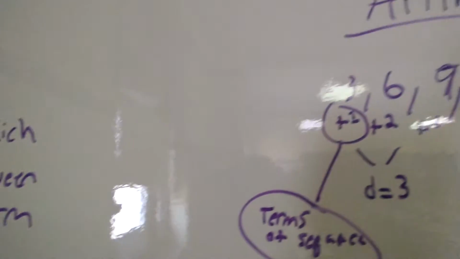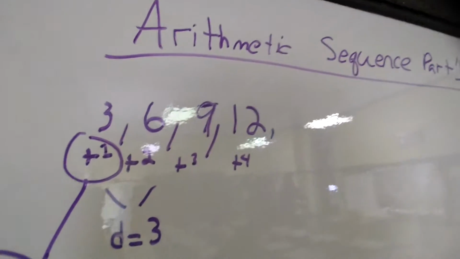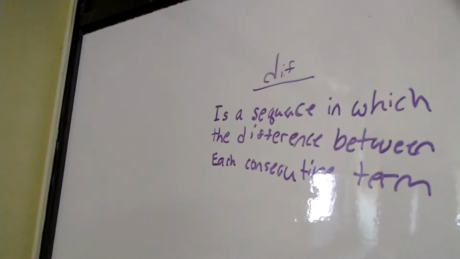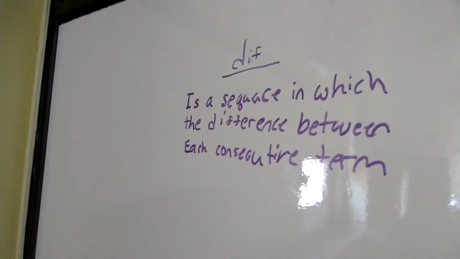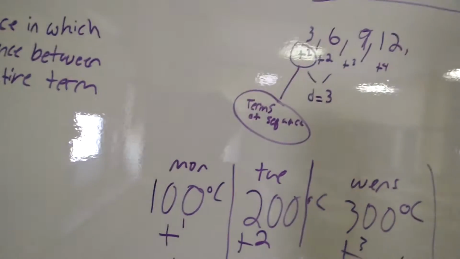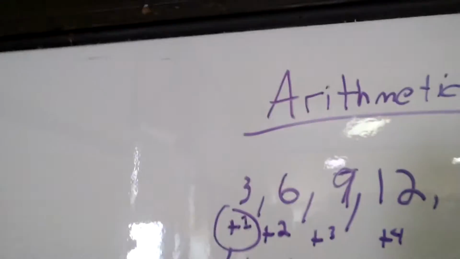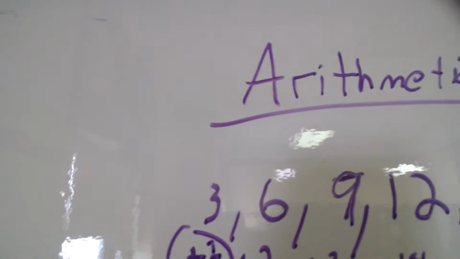So arithmetic sequences. What is an arithmetic sequence? An arithmetic sequence is a sequence in which the difference between each consecutive term is constant. And you might ask, what does that mean? To make it even easier, we can break the term down by separating each word.